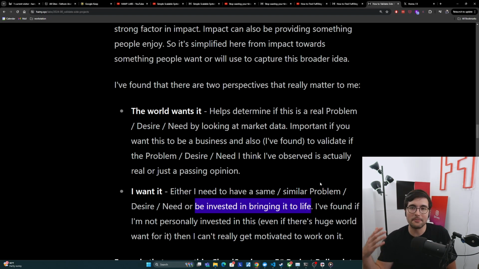But I do need to be invested in it for some reason. I want it, or people I know want it, or I could see why this is useful, stuff like that. I found if I'm not personally invested in this, even if there's a huge world need or want for this thing, then I really can't get motivated to work on it, and so it's probably not worth me pursuing.